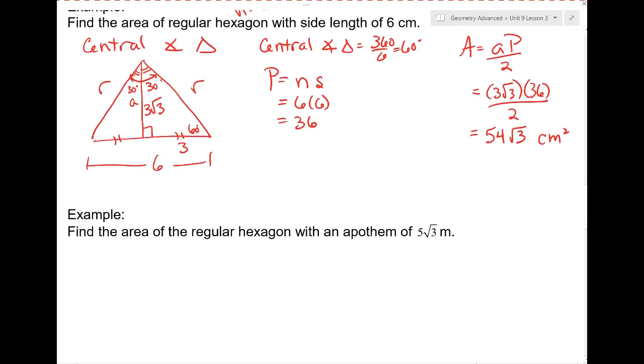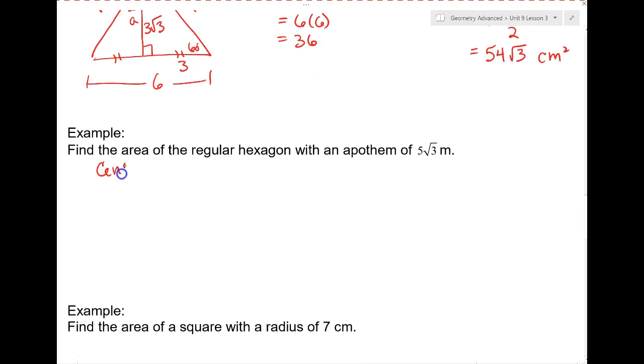All right, I'm going to move that one up, and I'm going to start reading the next one. It says, find the area of a regular hexagon with an apothem of 5 root 3 meters. All right, again, if you are really good at drawing out a beautiful hexagon, go for it. I am not going to stop you. But I'm just going to take the time and draw my central angle triangle. Here's my radius. Didn't they tell us our apothem this time is 5 root 3? So I'm going to put it in.